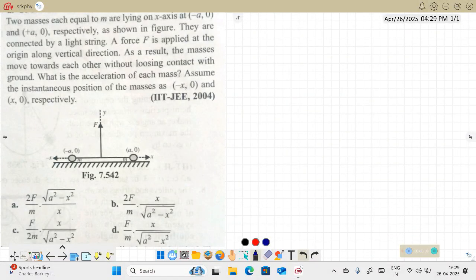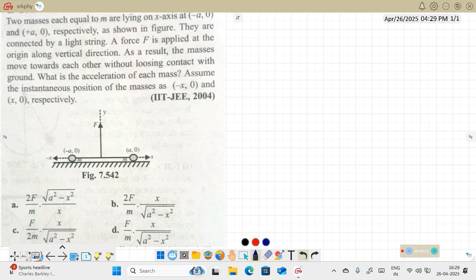Today we are going to discuss some IITG questions like the previous class. Here I have taken the questions from previous years' IITG in the topic of laws of motion. So in this question, what is given? You can see the question on the board.